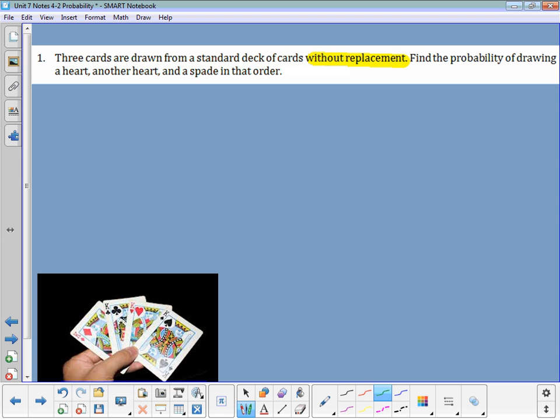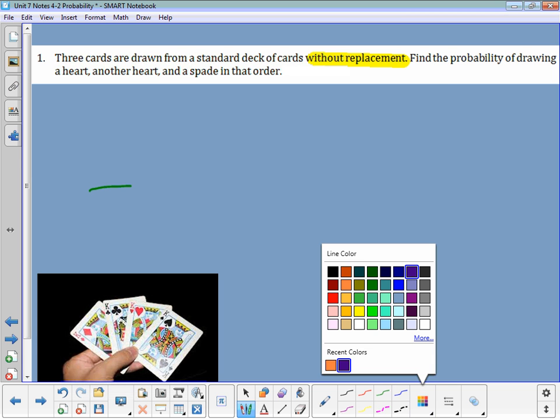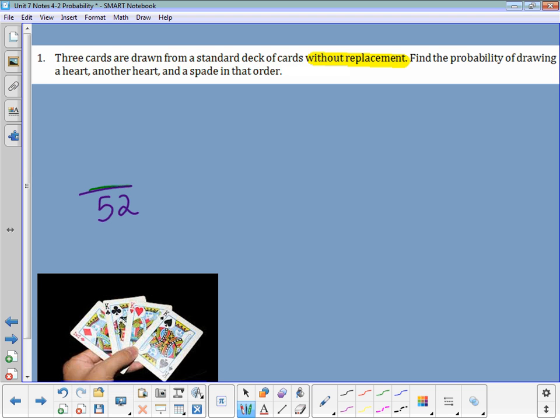So 3 cards are drawn from a standard deck. Find the probability of drawing a heart. First of all, we know there's 52 total cards. Now we have to figure out how many of them are hearts. Well, there are 4 suits in a deck, so if we divide 52 by 4, we get 13. So there are 13 hearts in a deck.